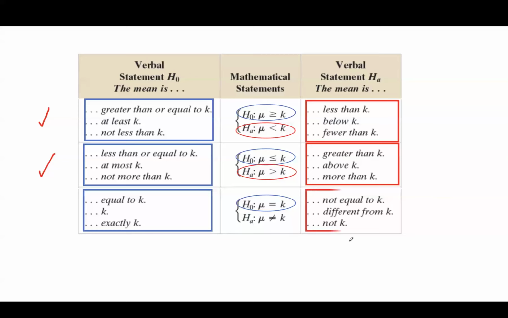Now, if you see these keywords, not equal to, different from, not, it means that the alternative hypothesis is given in this question. The alternative hypothesis says the population mean is not equal to k, different from k, not k. So this is your third category. When it comes to hypothesis testing for one population with one sample, these are all the categories that you can use to classify your null and alternative hypotheses.